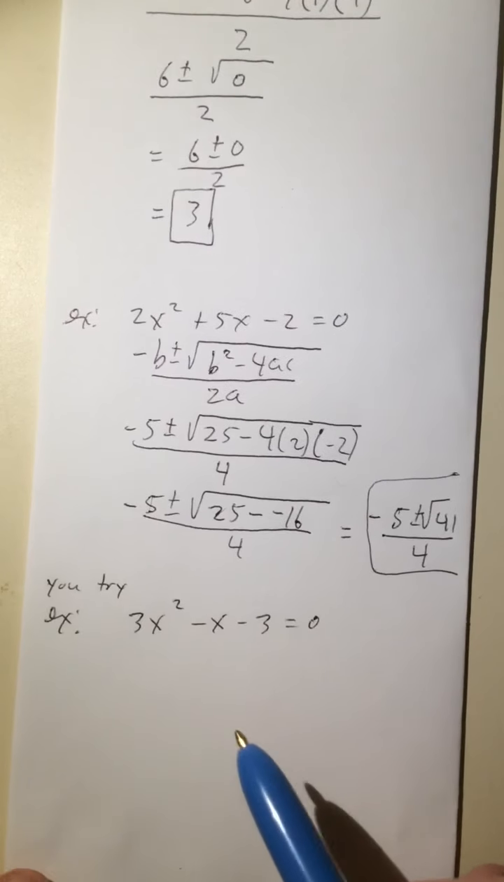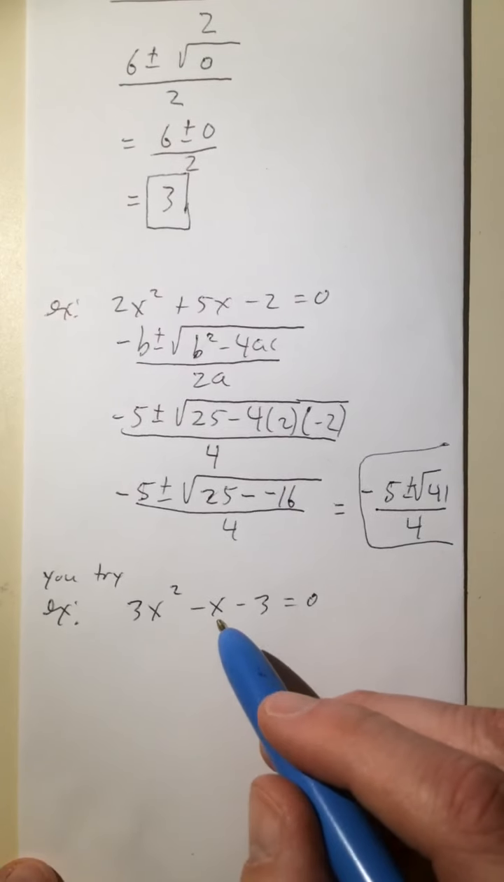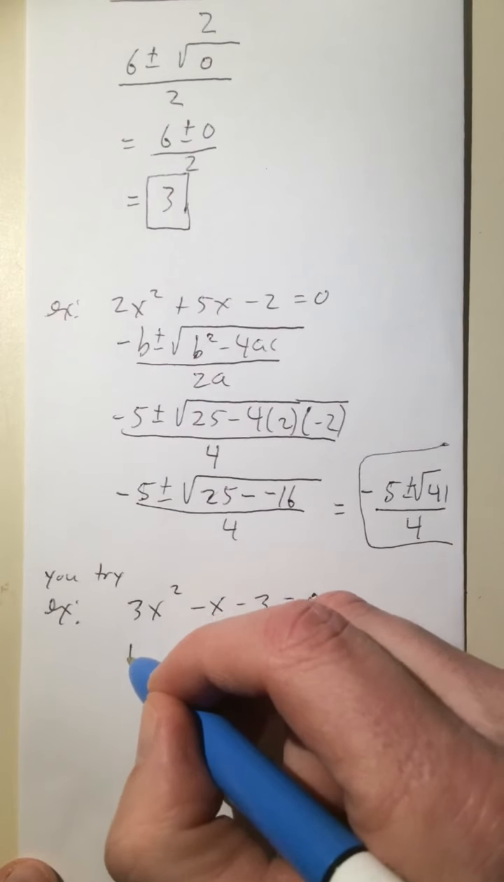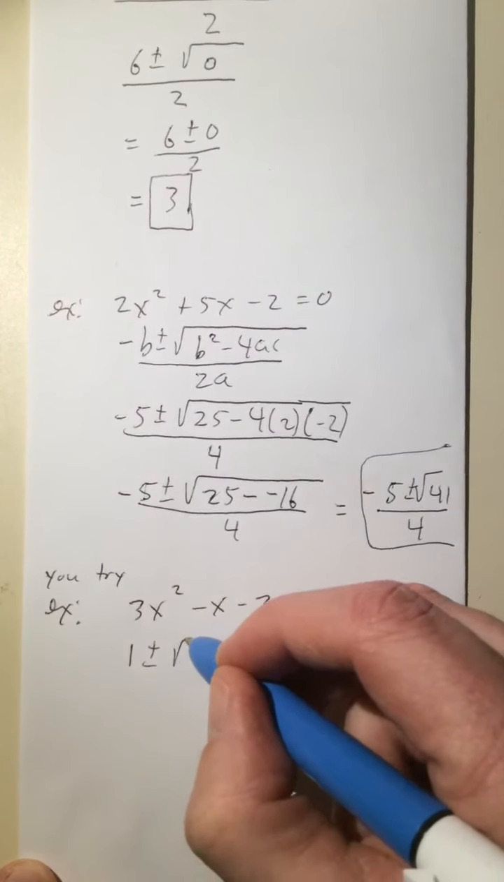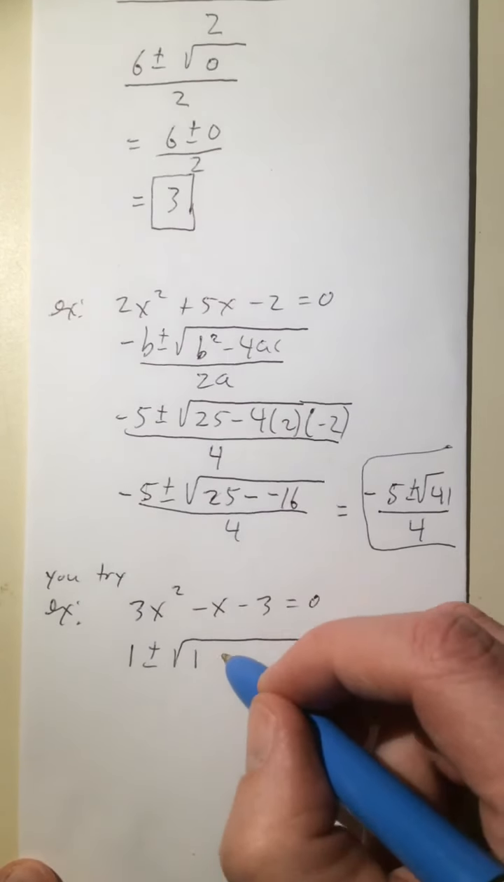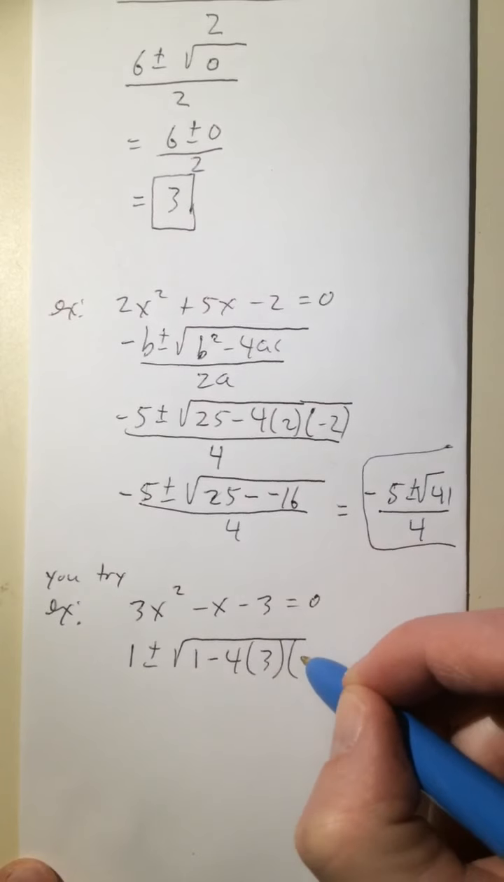All right, and we're back. So again, we're just going to rip this right through the quadratic formula. So here is our b, which is -1. So a -1 is a +1. And then we're going to do b squared, which is 1, because -1 squared, minus 4 times 3 times -3.